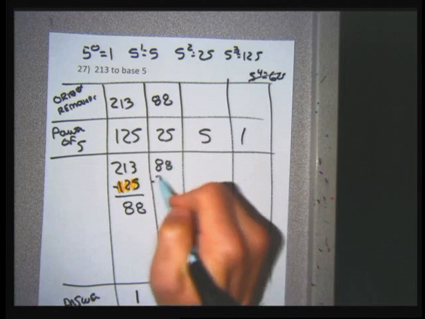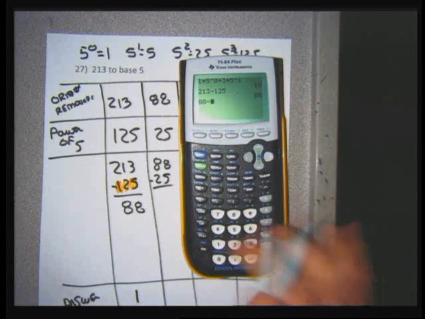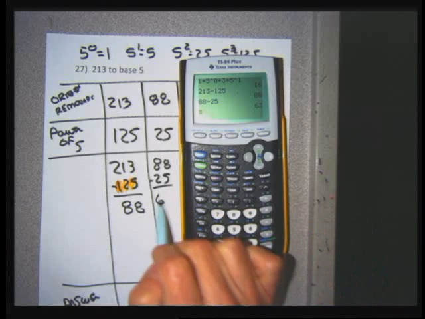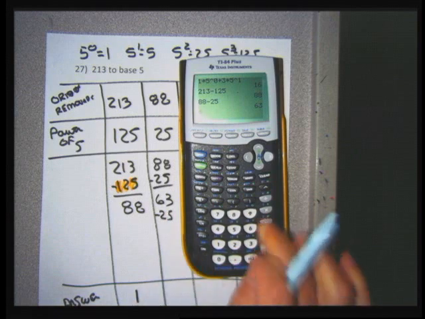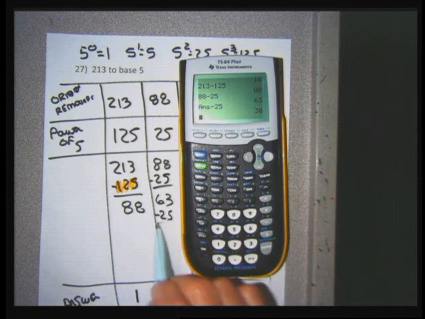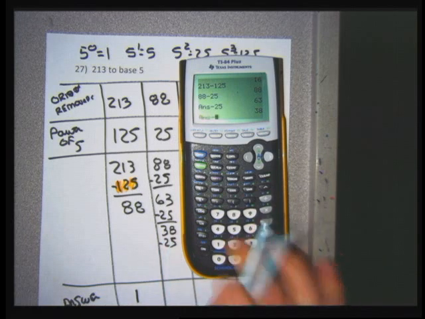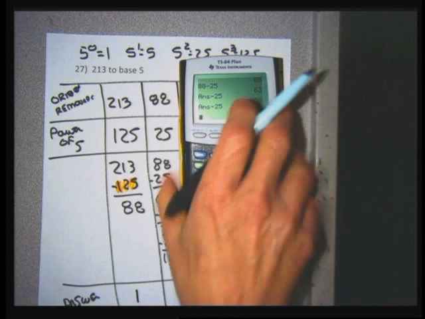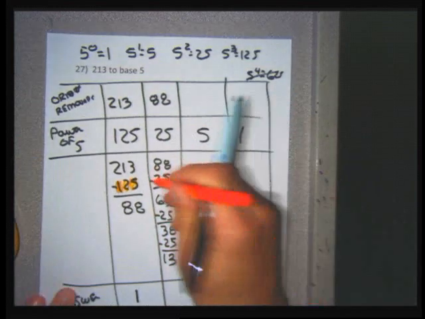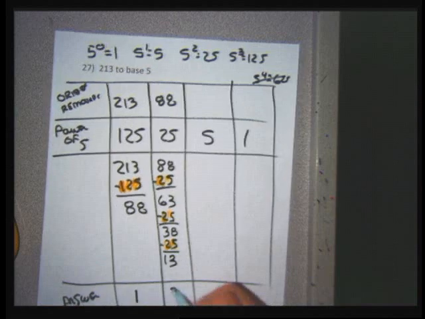First, 88 minus 25. 88 minus 25 is 63. Now I'm going to do 63 minus 25. 63 minus 25 is 38. And then 38 minus 25. 38 minus 25 is 13. I'm less than 25, so I'm done with that subtracting. At the bottom of this column, I put 3 for the 3 times I could subtract.